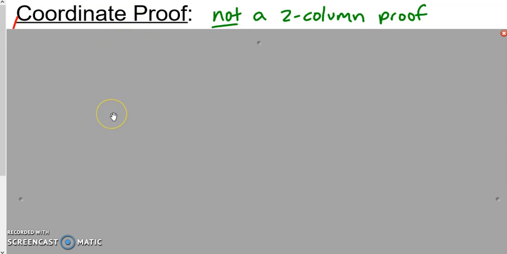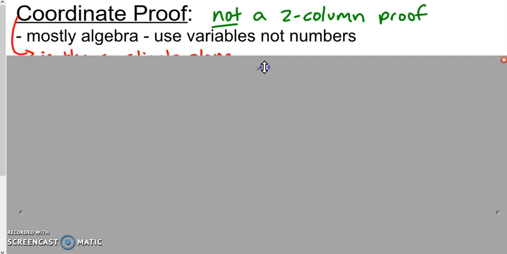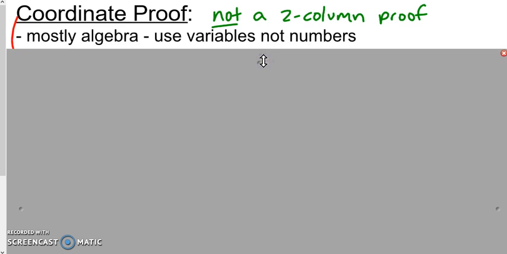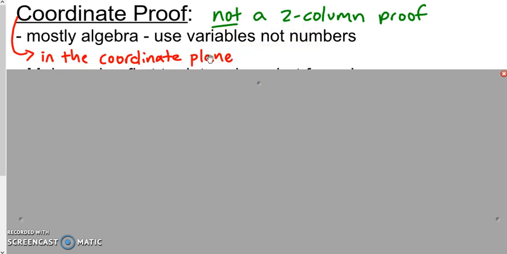So today in section 6.9 we're talking about coordinate proofs. It is actually a proof, but it's not a two-column proof. Please remember everything I have handwritten you should be writing on your guided notes. Now, a coordinate proof involves mostly algebra, which means you're going to be using variables instead of numbers. And it's called a coordinate proof because it's in the coordinate plane. You're actually going to have some sort of figure that's in the coordinate plane.